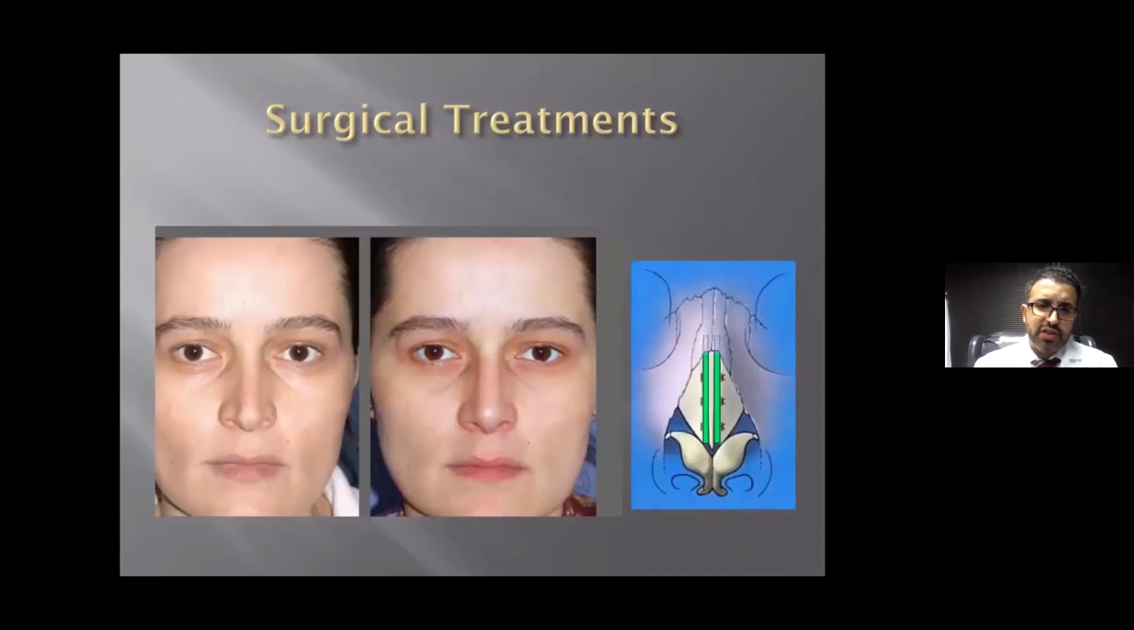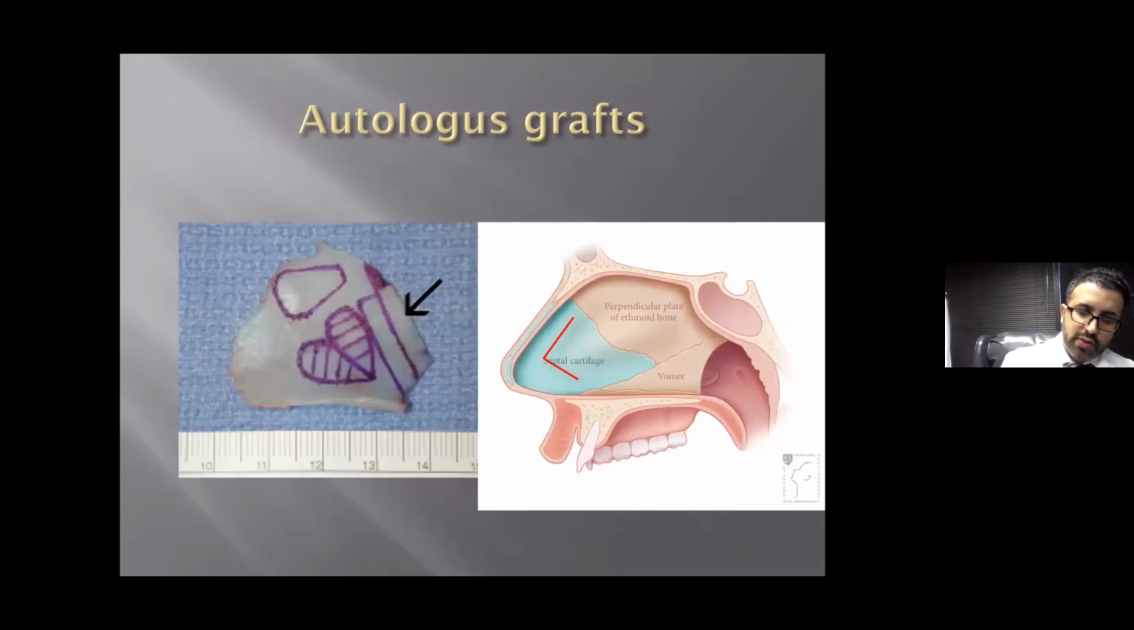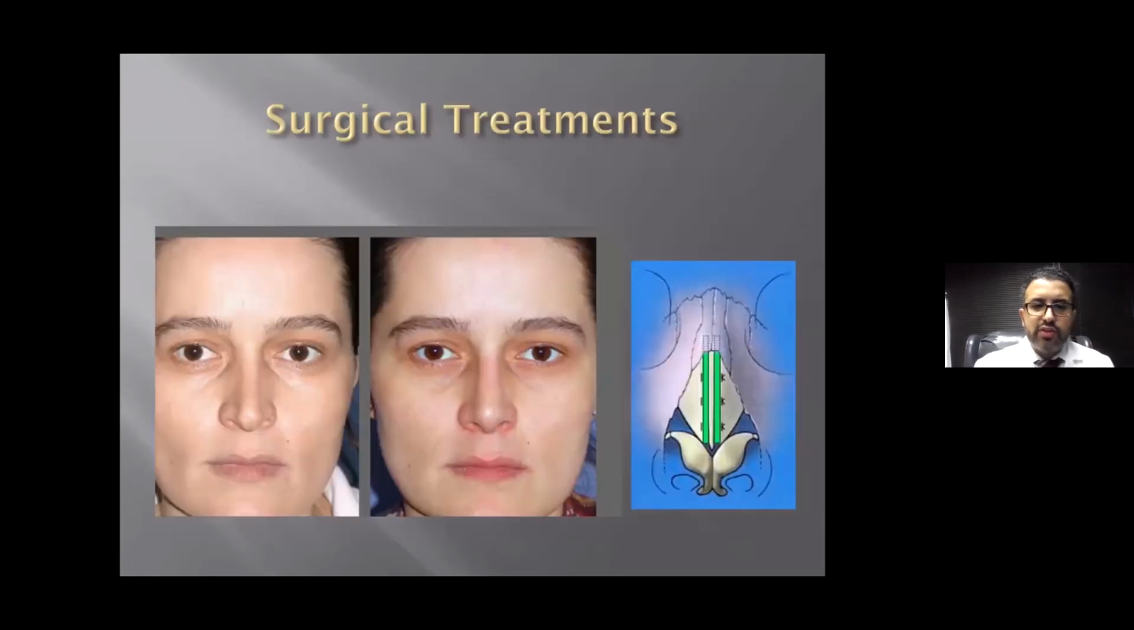Here's a patient that has a crooked nose, a very narrow airway on the left. We added some cartilage to the middle, and enlarged her airway, gave her a straighter nose. The picture on the right is showing where the green is. That's where the cartilage is put. This is all put endoscopically, goes inside the nose. There's no scars on the outside, and her nose is straighter and she can breathe better.